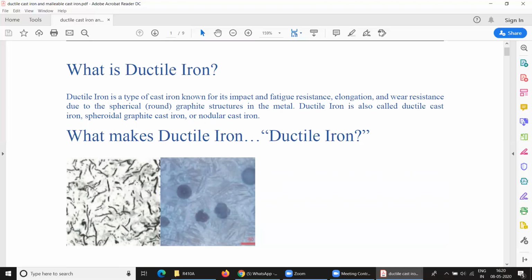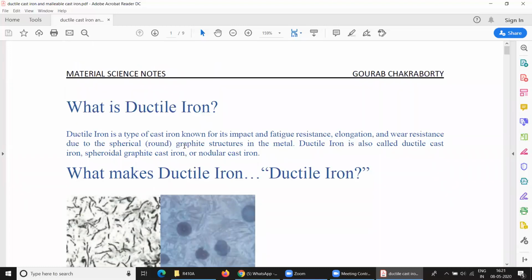Here you can see the graphite flakes. Upon an external force, the graphite flakes tend to break away along these flake lines. That is why it is so brittle. The ductile iron is not brittle because these graphite nodules take up the force, take up the pressure, and bind the iron together. As much force as it takes, it binds the total microstructure. So this is all for the ductile iron part.